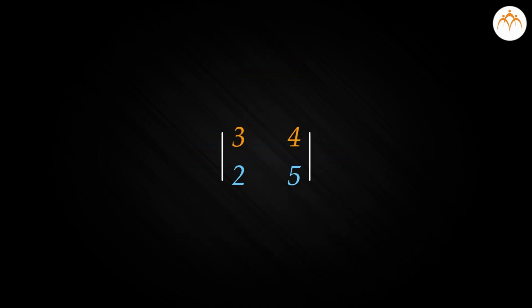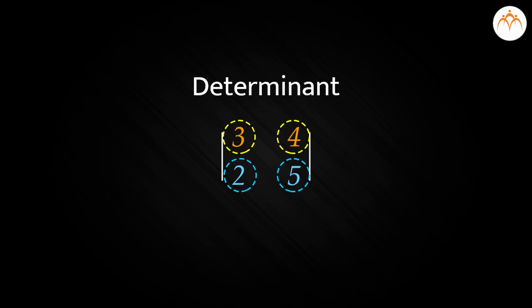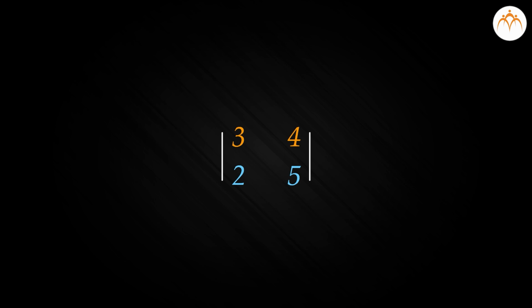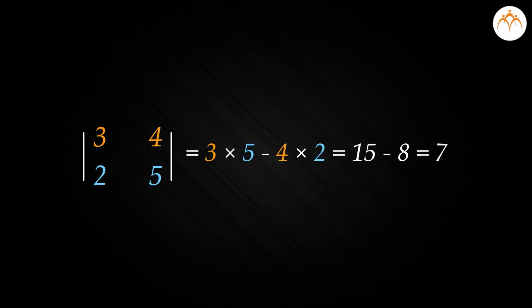What is a determinant? Look at this arrangement. The digits 3 and 2 are in the first column and the digits 4 and 5 are in the second column. This is a determinant. A determinant is a number. Let's see how to find the value of this determinant. Value of above determinant is equal to 3 into 5 minus 4 into 2 equal to 15 minus 8 is equal to 7. Here we have multiplied the numbers in the determinant diagonally.